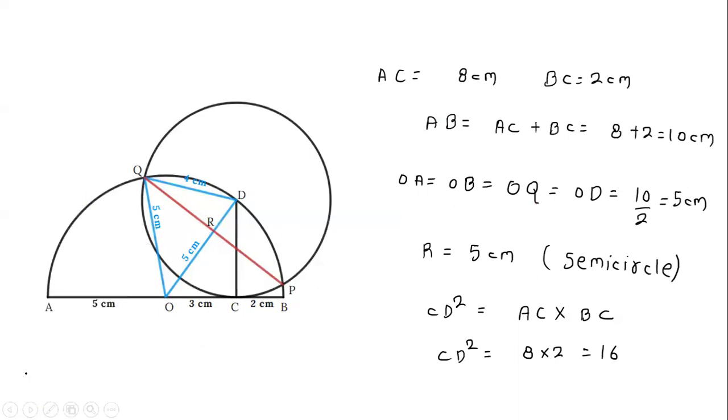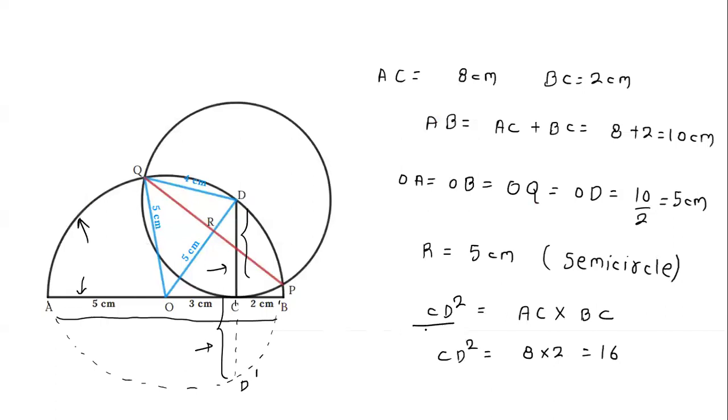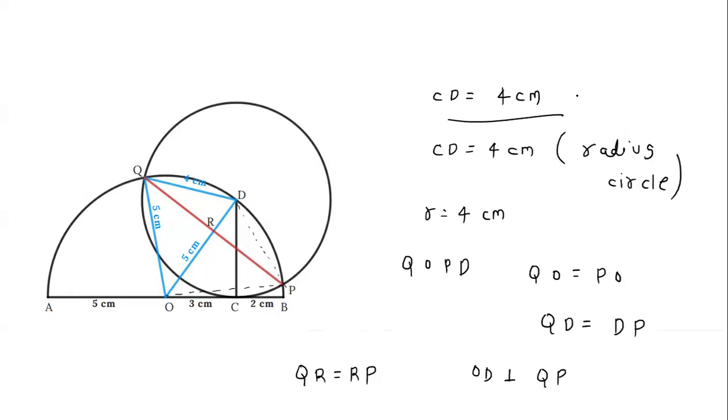Now you see in this semicircle there are two chords, one is AB and one is CD. The lower part is also the same, because if you replicate this, the lower part will be exactly the same since AB is the diameter. So we can apply the chord theorem: CD multiplied by CD, which is CD square, is equal to AC multiplied by BC. AC is 8, BC is 2, the product is 16, and from here CD is 4 centimeter.